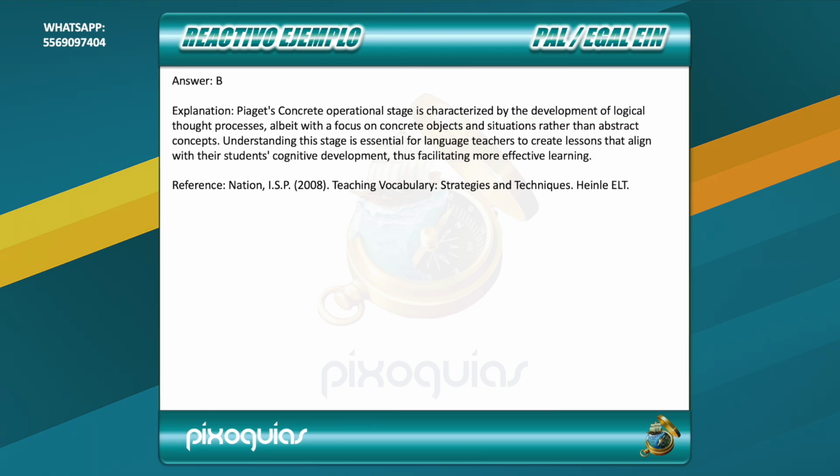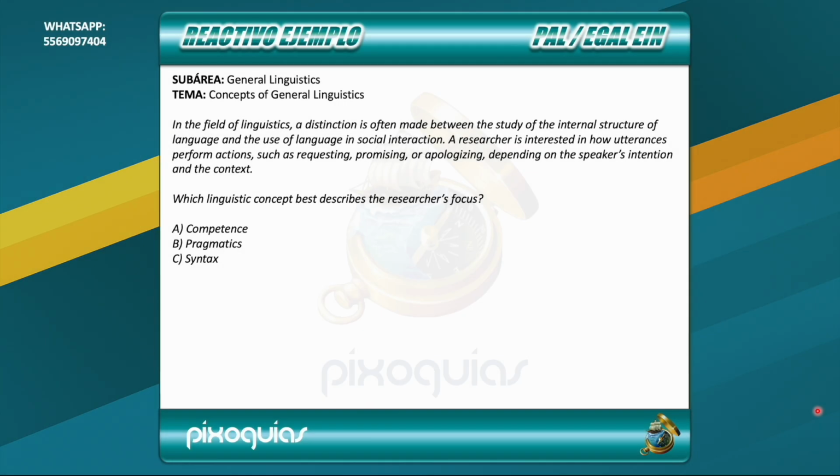Piaget's concrete operational stage is characterized by the development of logical thought processes, albeit with a focus on concrete objects and situations rather than just abstract concepts. Understanding this stage is essential for language teachers to create lessons that actually align with their students' cognitive development, thus facilitating more effective learning. This exercise is about the sub-area General Linguistics with topic Concepts of General Linguistics.